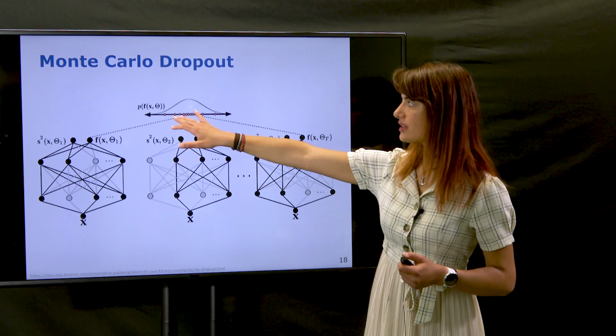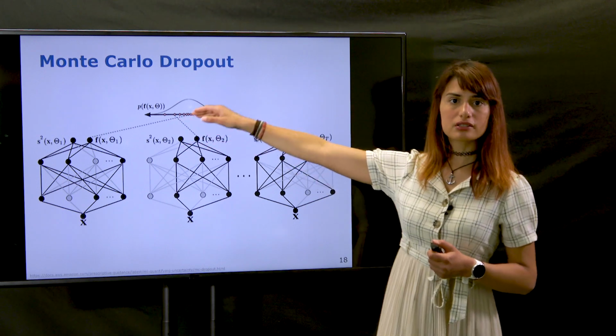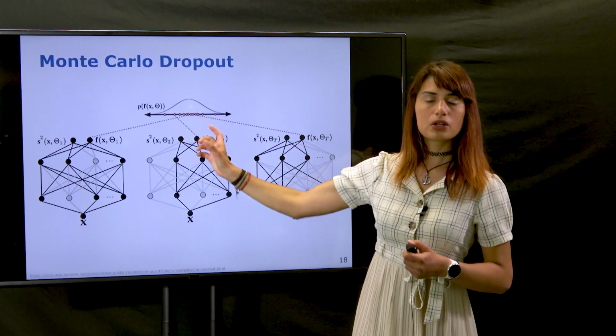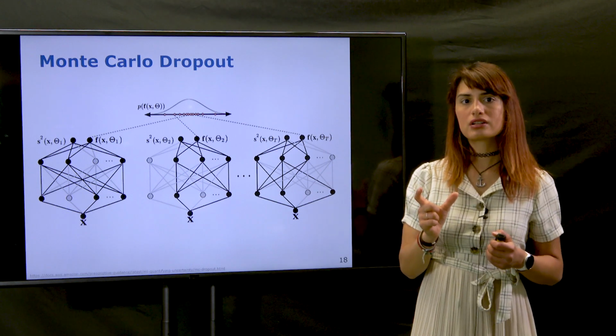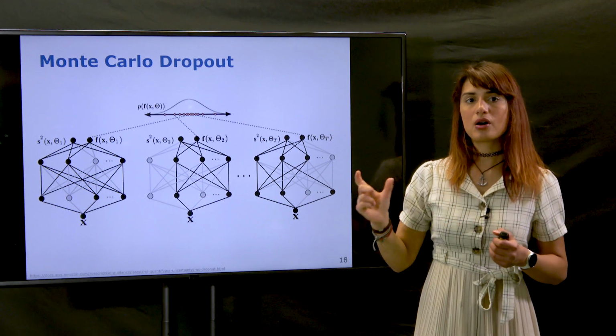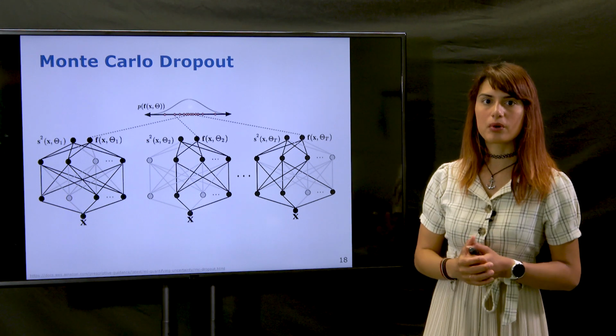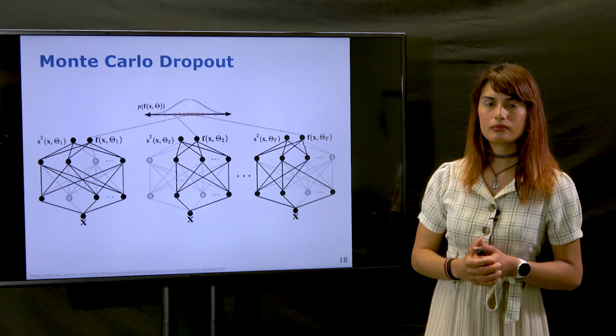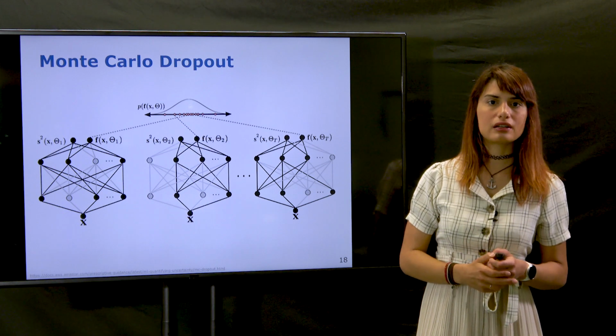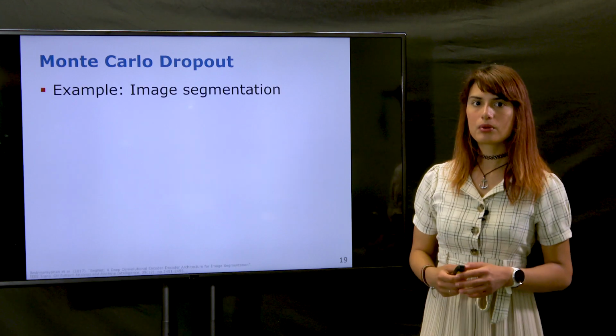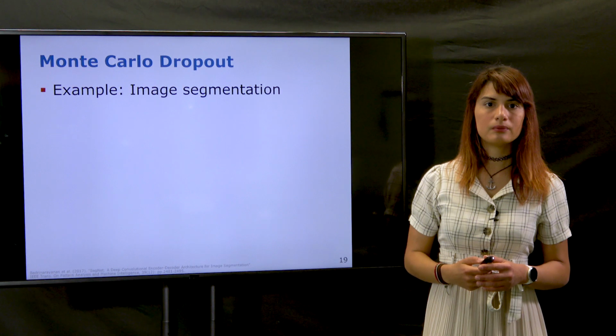So for example, for these outputs, we could fit a Gaussian distribution, and we could look at the variance of that Gaussian that tells us something about the variability or the uncertainty of the different outputs of the models. Let's apply this more concretely now to our previous example of image segmentation.